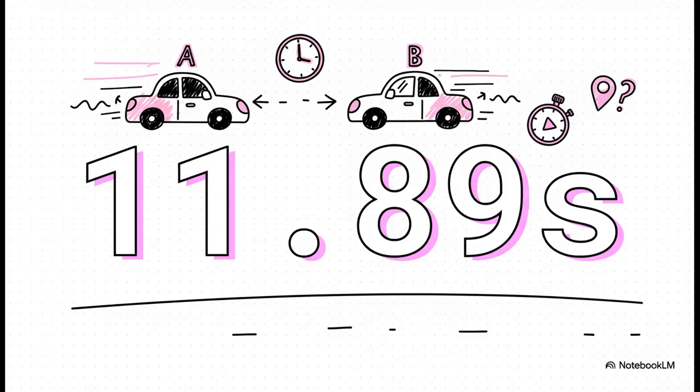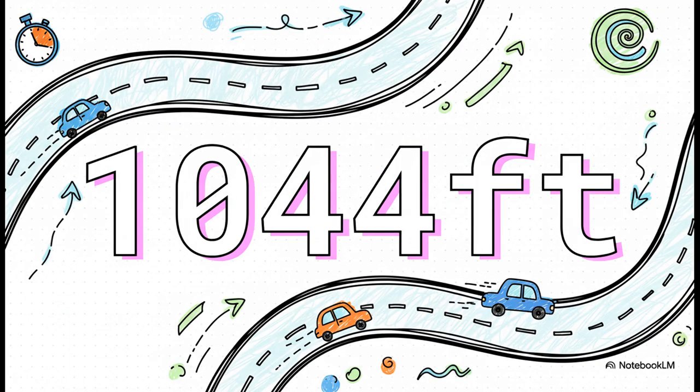But that's only half the story, right? We also need to know where on the road this little drama unfolds. A little over 1,000 feet from where car A started. See, by plugging that time, that 11.89 seconds, back into the position equation for either car, we can pinpoint the exact spot on the highway. And just like that, problem solved.